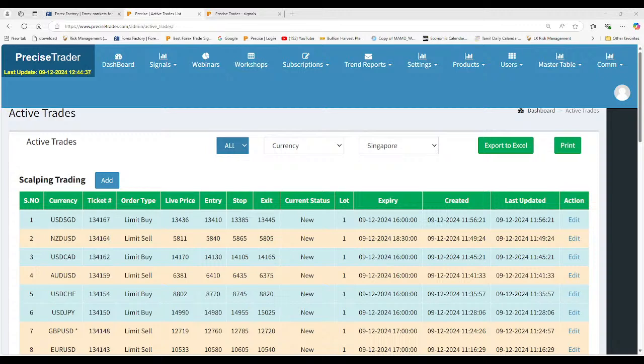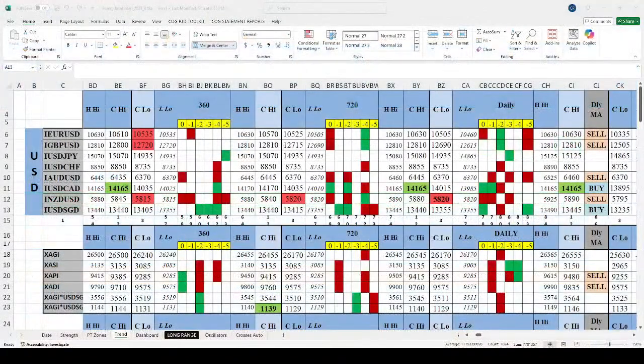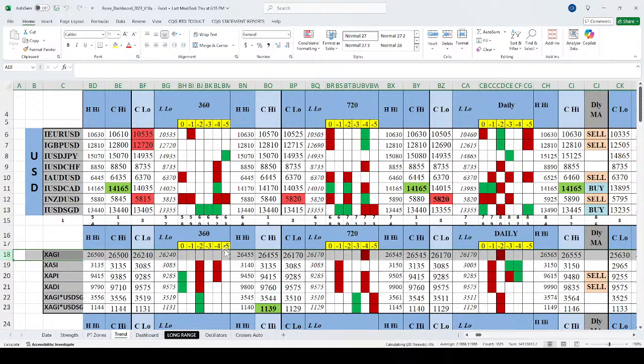Now finally we come into gold. Gold, we have not created the signal yet, so we want to do it now. Gold, we look into this. Your 360 is all flat. 720 is all flat. Daily is also flat. This is also flat.